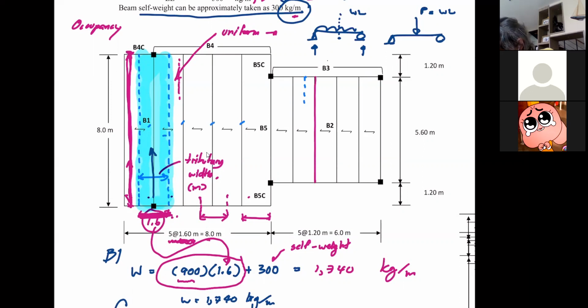So the tributary width, this B2 is going to support half the floor on the left and then half on the right. So again, the area the B2 is responsible for is this area. But be careful, when you look at the drawing, you should know that B2 is shorter than B1, and it's on a different dimension. Right here is the tributary width.